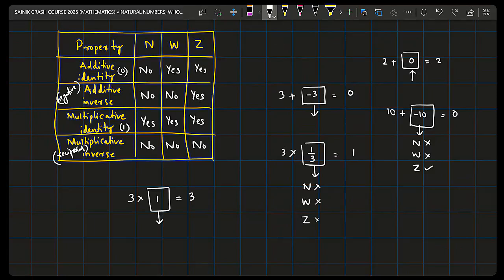Okay, these are the properties that we discussed in this chapter. Now we're going to solve the questions based on the properties. I hope everybody copied all the properties, right?